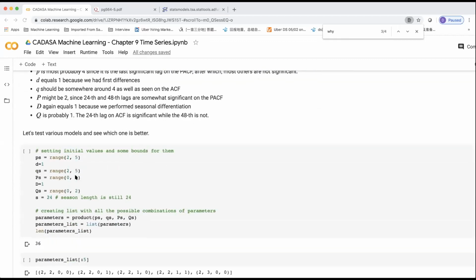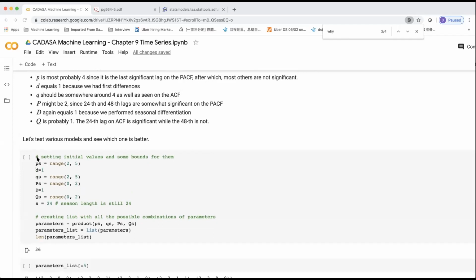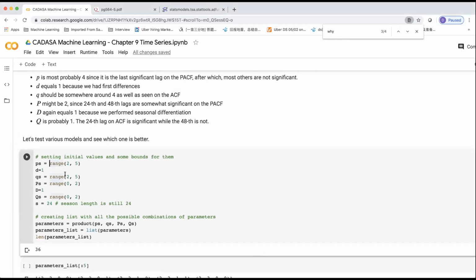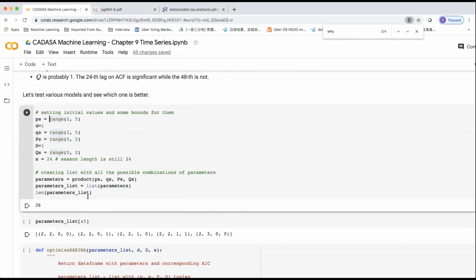But what if we just want to find the best one? We don't know whether this is the best one or not. So we're going to list out all the parameters here, p, d, q and capital P, D, Q, and give each of them a parameter range. And we try to figure out which one is the best. First of all, we are going to make it a product of all the parameters here.